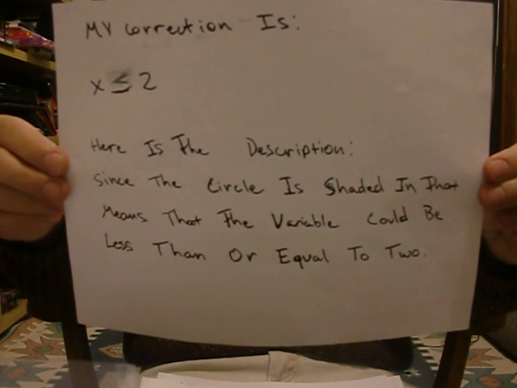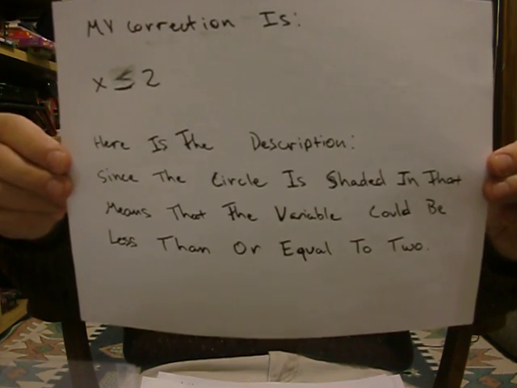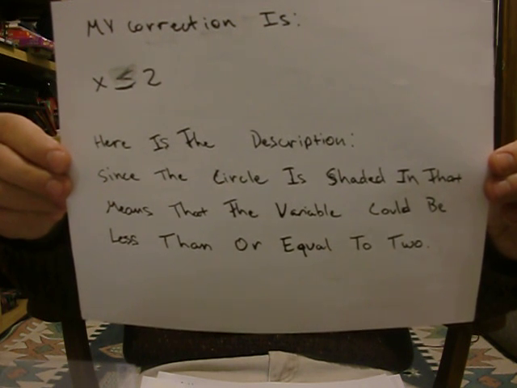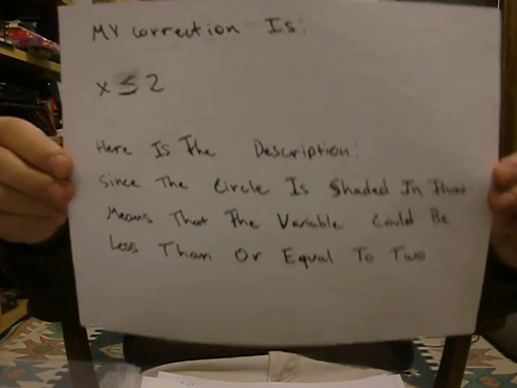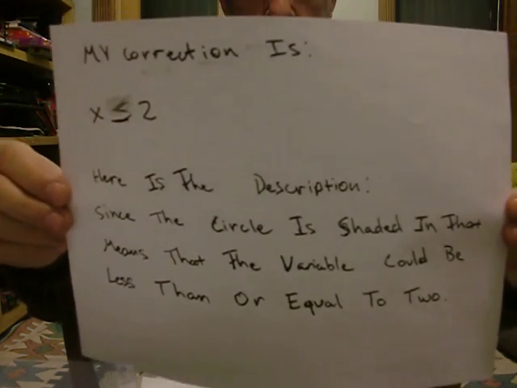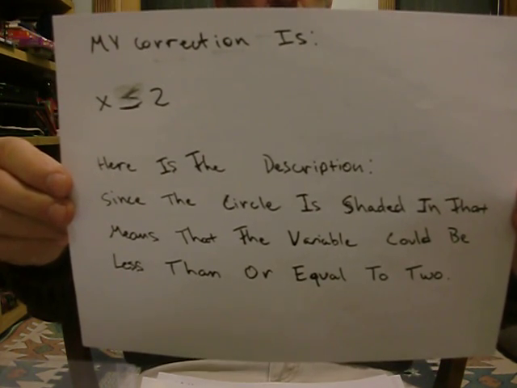My correction is x is less than or equal to 2. Here is the description. Since the circle is shaded in, that means that the variable could be less than or equal to 2.